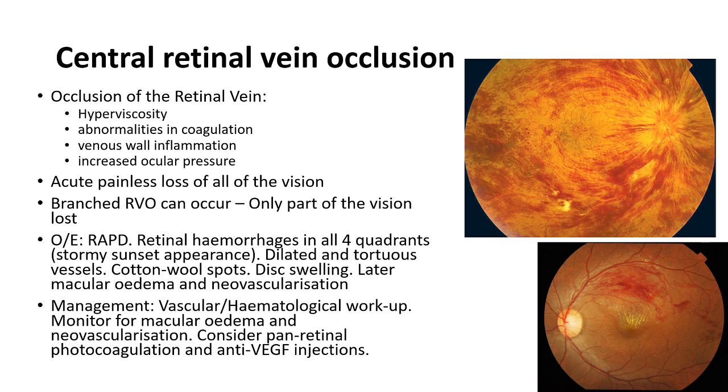On examination, the relative afferent pupillary defect will be present due to retinal damage. Fundoscopy will reveal retinal hemorrhages in all 4 quadrants, and this will give the appearance of a stormy sunset. There will also be dilated and tortuous vessels, cotton wool spots, swelling of the optic disc and macula, and also possible neovascularization.